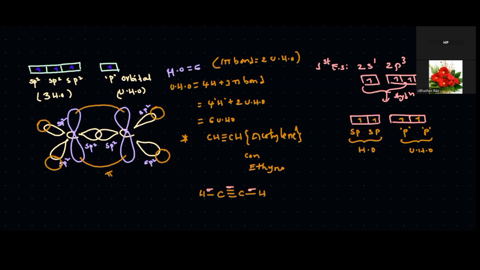Now, based on the condition, we can draw the orbital representation of the acetylene molecule, C. How many sigma bonds? How many sp hybrid orbitals? 2.